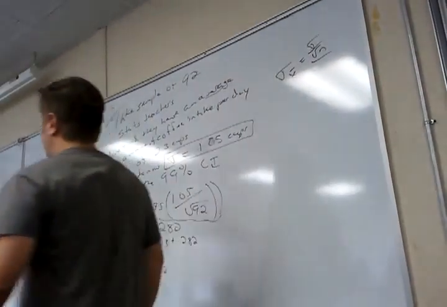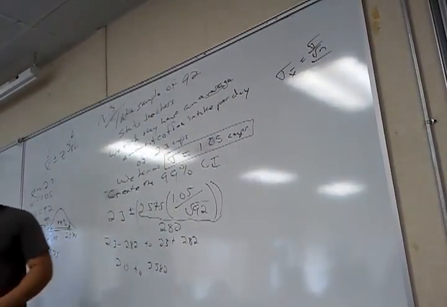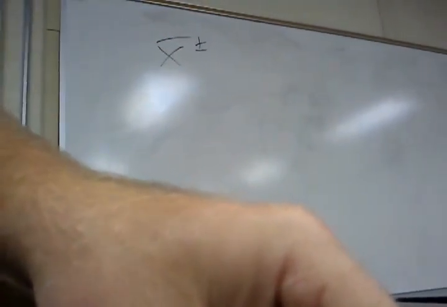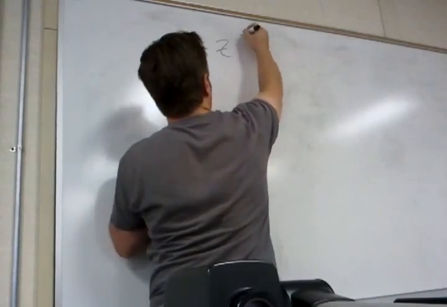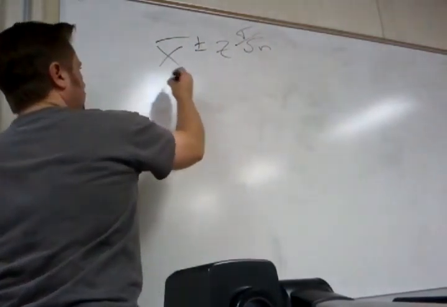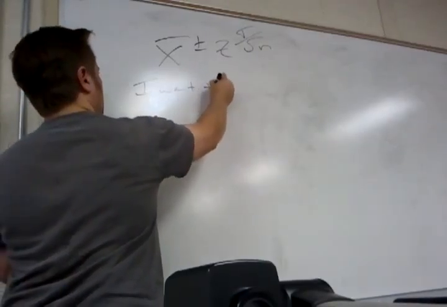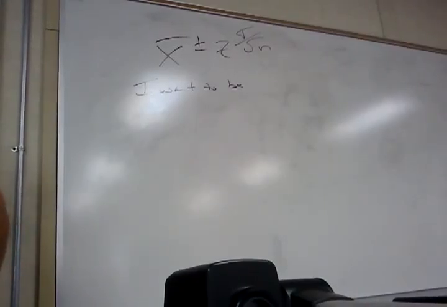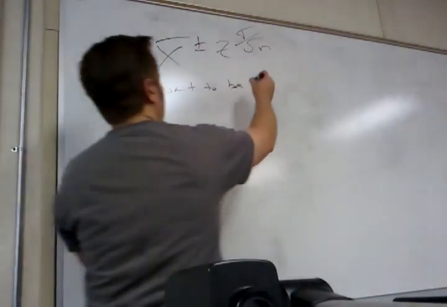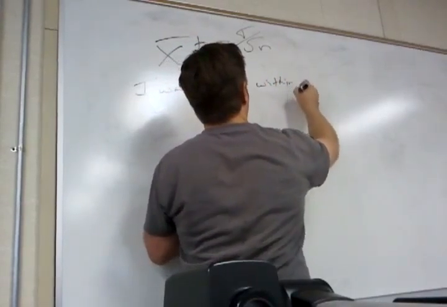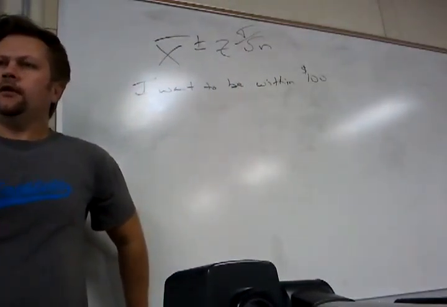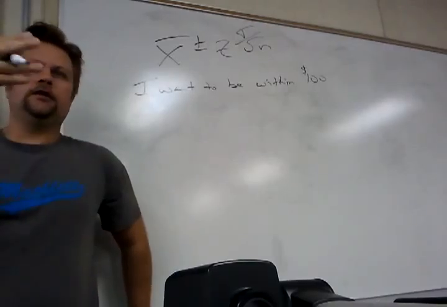So let's say that I want to be, so here's my formula again. Let's say I want to be within, let me see if I can make some, let's say within $100 of the real average income for teachers at Grossmont.